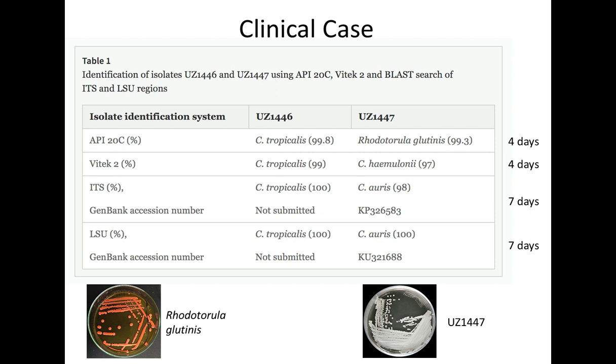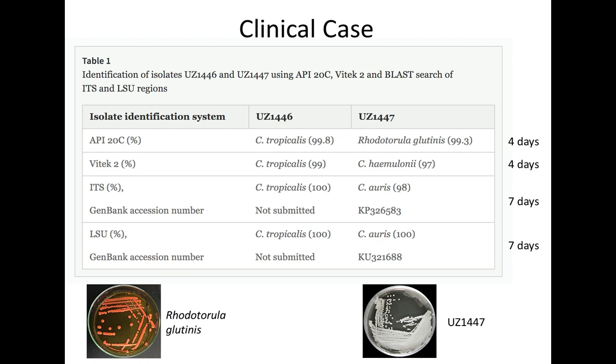They also proceeded with identification systems within that laboratory. So some of these were biochemical or carbohydrate based. Looking at the first isolate, UZ1446, you can see that the API 20C called it Candida tropicalis at 99%. The Vitek 2, which is another yeast identification, also called it Candida tropicalis at 99%. This fit in well with what was seen on the cornmeal. Candida tropicalis is known to produce those long pseudohyphae. All of this matched for an ID.